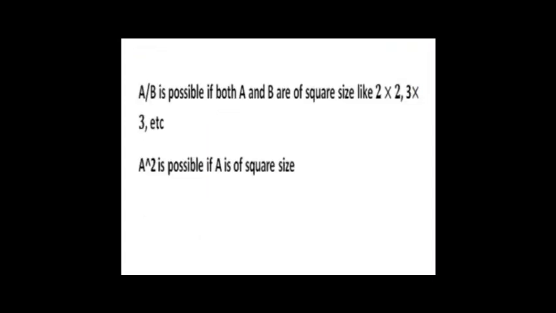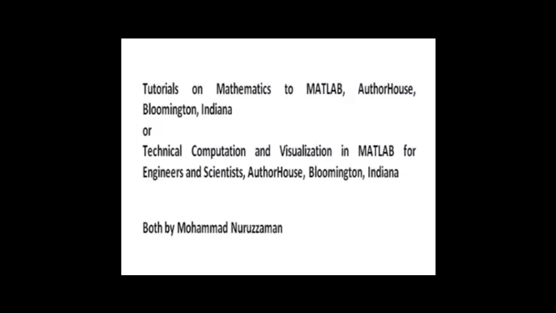The other vector product, A forward slash B, is only possible if both A and B are of a square size, like 2 by 2, 3 by 3, 4 by 4, etc. Again, A hat 2 is also possible if A is of a square size. And you see, there is no dot. This is completely matrix algebra based. If you need further help, you may try the screenshot texts.